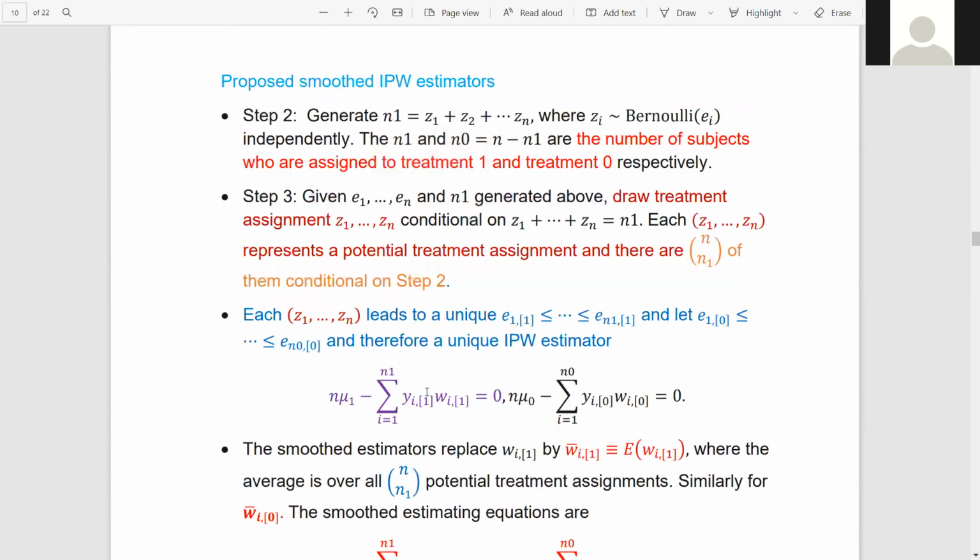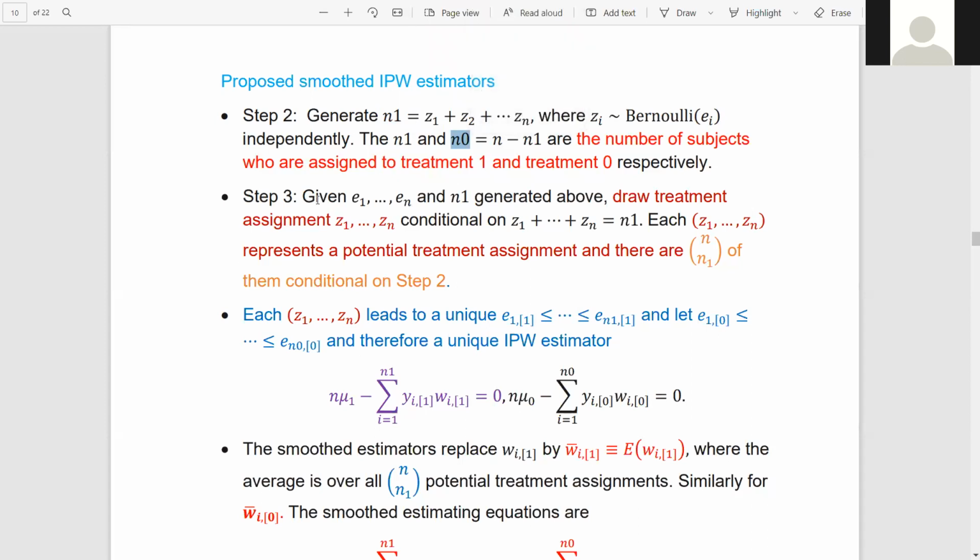So this one is a little bit heavy, but I cannot make it simpler, so just bear with me a little bit, okay? In step 2, we generated the total number of subjects in group 1, N1, and N0 is the total number of subjects in group 0.